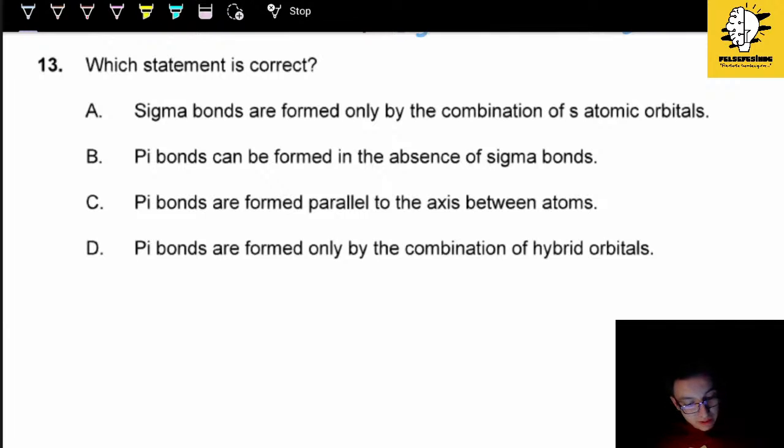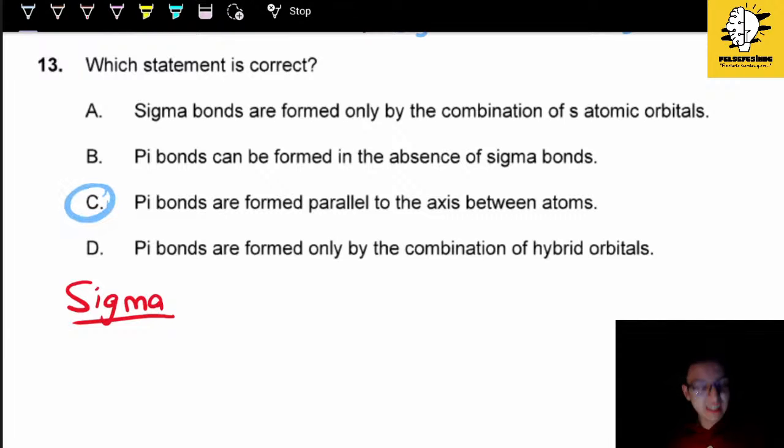Very shortly, I will just define what a sigma is. Actually, it is very easy, by the way. Let me directly tell you the answer, by the way. Is it okay? Yeah, let's do it. It is C. Why? Pi bonds are formed parallel to the axis between atoms.